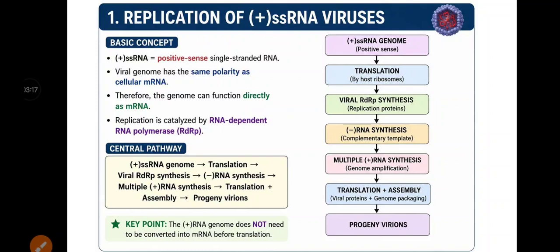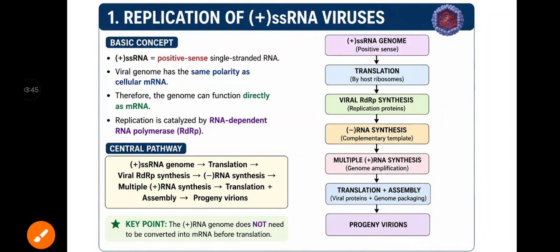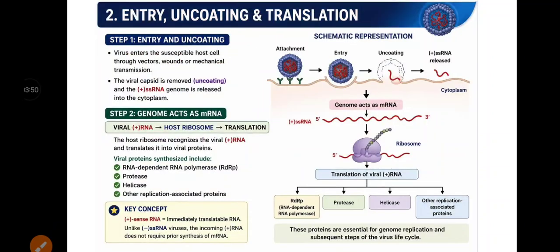As you know, this positive sense single stranded RNA virus has the same polarity as the cellular mRNA. Therefore, it can directly function as mRNA. It will directly use the host machinery, the translational machinery, to synthesize its protein. So let's discuss all the steps in detail.